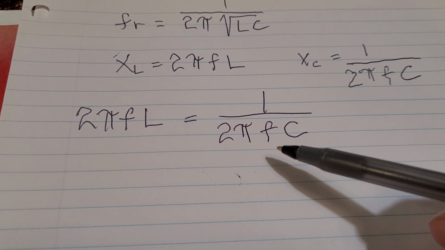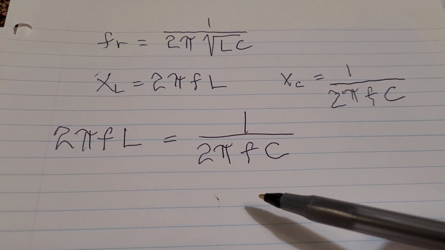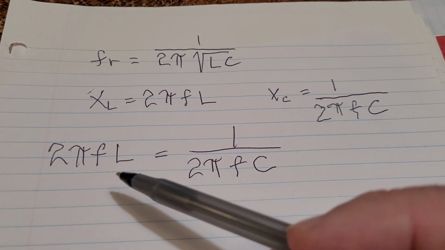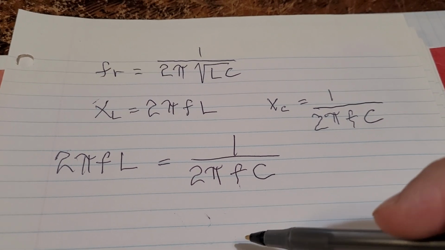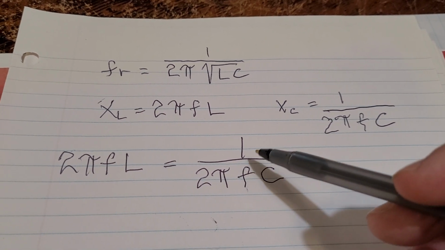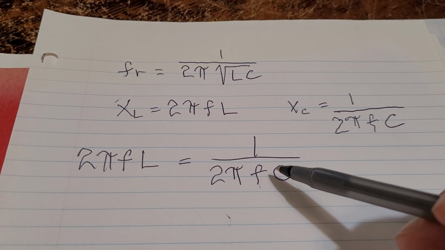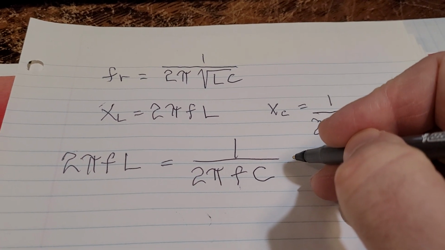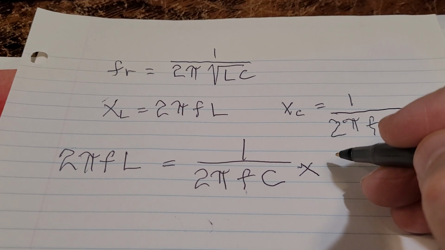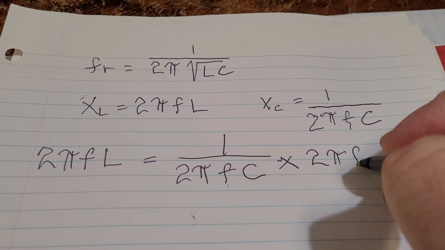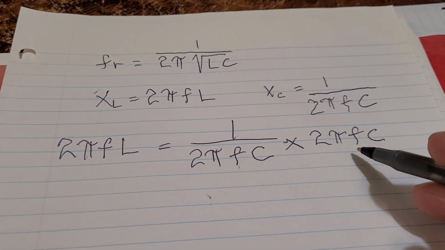So there's a few little ways we can solve this. I think the easiest way to visualize is we want to get F by itself. And the easiest way to do that is we're going to make this side equal to 1 by multiplying by 2 pi FC, because this is 1 over 2 pi FC. So we'll just multiply by 2 pi FC. And, of course, we'll have to multiply the other side by 2 pi FC.